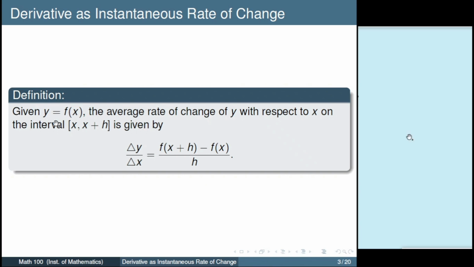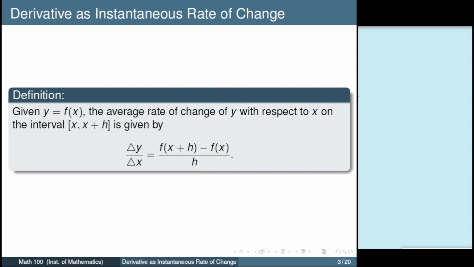If we have y equals f of x, then the average rate of change of y with respect to x on this interval is just given by the change in y, or delta y, divided by the change in x, or delta x. Okay? Our change in y here is just given by the difference in the functional value at the endpoints. We have f of x plus h minus f of x, divided by the change in x, which is just x plus h minus x, which is just h. So our h here is the length of your interval.